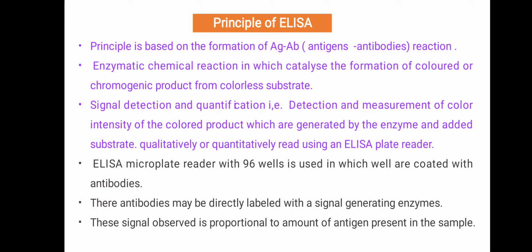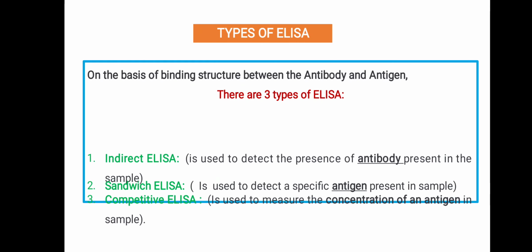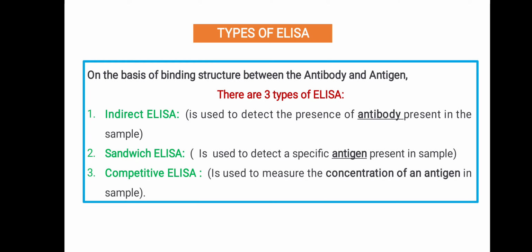An ELISA microplate reader with 96 wells is used, in which the wells are coated with antibodies. The antibodies may be directly labeled with signal generating enzymes. The signal observed is proportional to the amount of antigen present in the sample. Types of ELISA: there are three types, indirect, sandwich, and competitive ELISA. Indirect ELISA detects antibody, sandwich ELISA detects antigen, and competitive ELISA detects the concentration of an antigen in a sample.